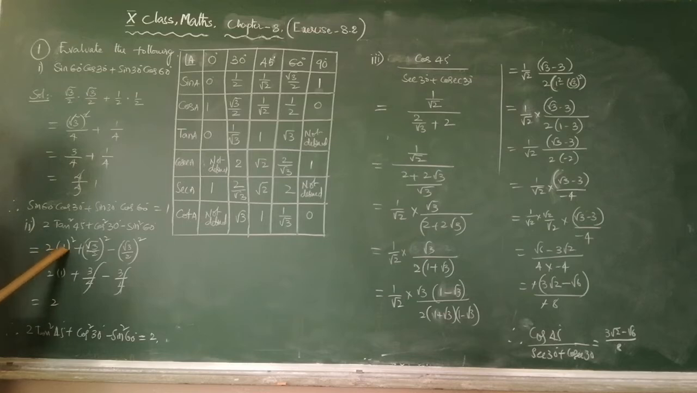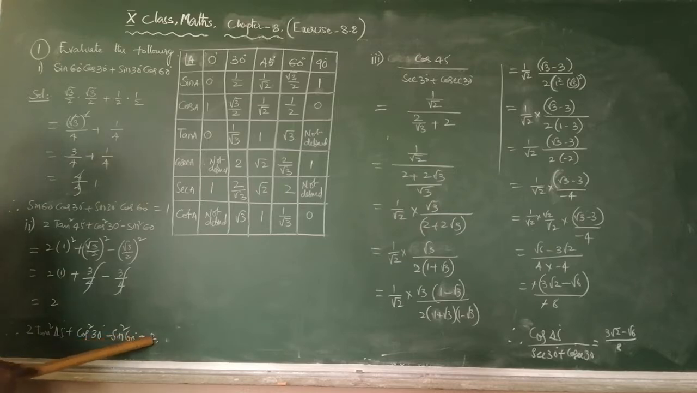Children, here 1 square means 1, so 2 into 1. Here this is root 3 by 2 whole square. Root 3 whole square means 3, and 2 square means 4, so 3 by 4. Here also 3 by 4. Plus 3 by 4 minus 3 by 4 gets cancelled. Therefore the answer is 2. So 2 tan square 45 plus cos square 30 minus sin square 60 equals 2. This is the second problem solution.